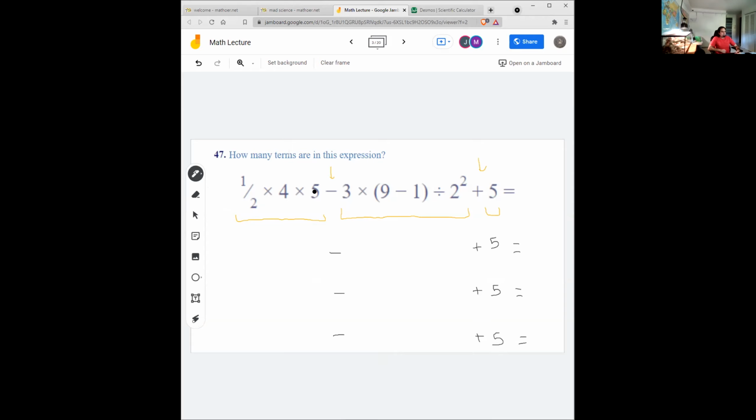Okay, half times 4 times 5. So this is all multiplying. We just go left to right. Half of 4 is 2. 2 times 5 is 10. For the middle term, 9 minus 1 is 8. And I might as well do my 2 times itself is 4. Now this is all multiplying and dividing, so I'm going left to right. 3 times 8 is 24. 24 divided by 4 is 6. That's still a 10 over there. 10 minus 6 is 4, plus 5 more is 9.